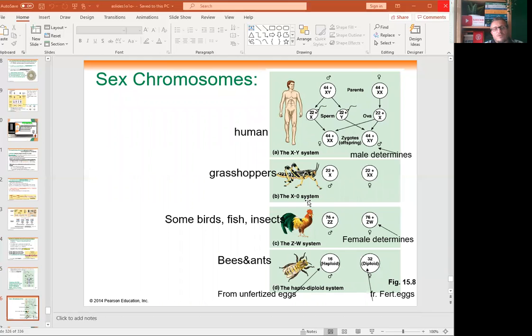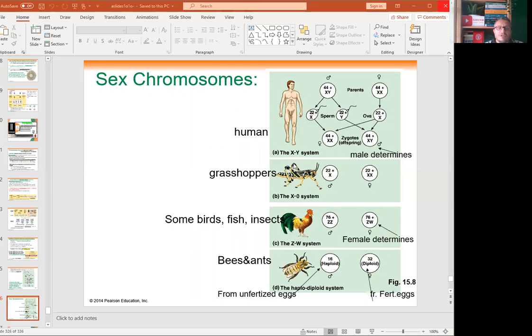There are 4 groups of organisms in this chapter with 4 different unique sex chromosome systems. Humans have the XY system. A human female has 44 autosomes plus XX, and a human male has 44 plus XY. Grasshoppers have the XO system. Their male has 22 plus X, and their female has 22 plus XX. Some birds, fish, and insects have the ZW system. Their male has 76 plus ZZ, and their female has 76 plus ZW.